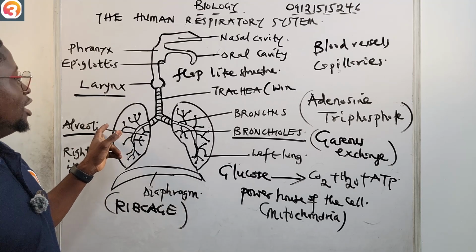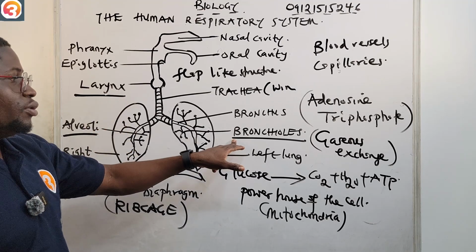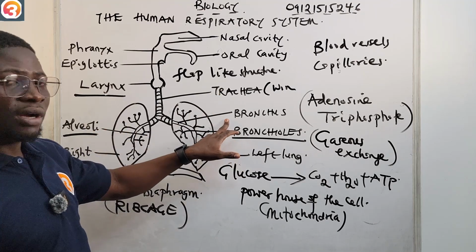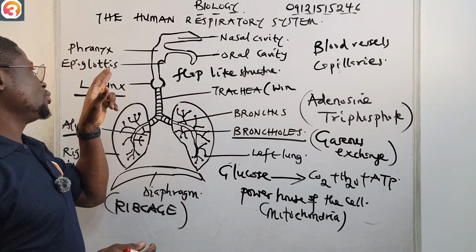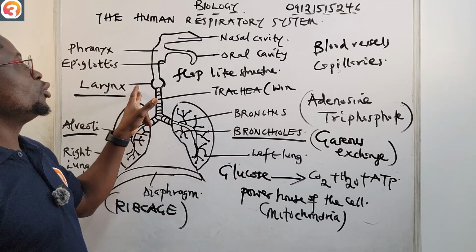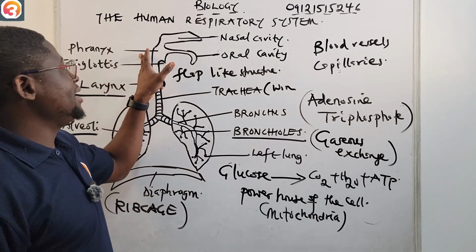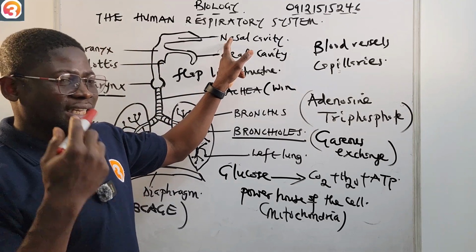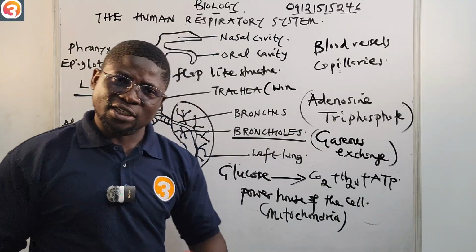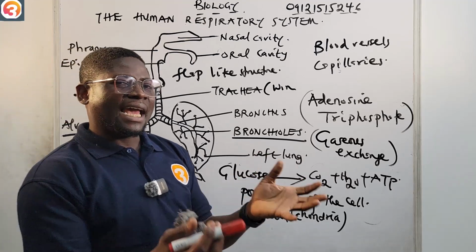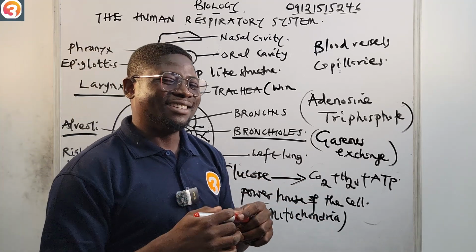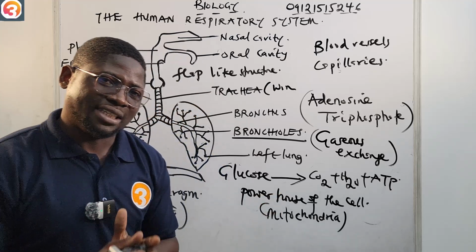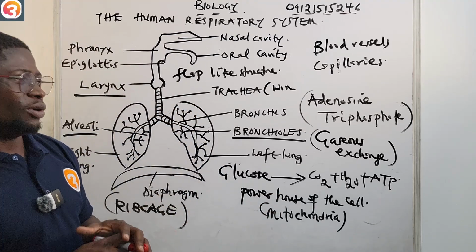From the alveoli, it will move, of course, to the bronchioles. From the bronchioles, it will move to the bronchi. From the bronchi, it goes to the trachea. From the trachea, it goes to the larynx. From the larynx, it will go to the pharynx. Then it goes to the nasal cavity, and we take it out through the nose. So that's why we breathe in air that is rich in oxygen, then we breathe out air that is rich in carbon dioxide. So that is basically what happens.